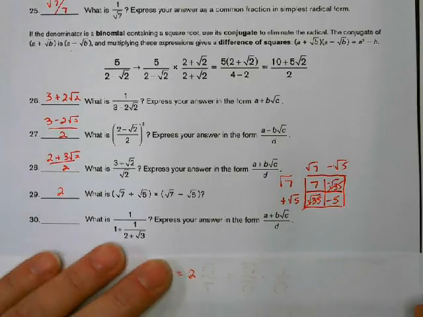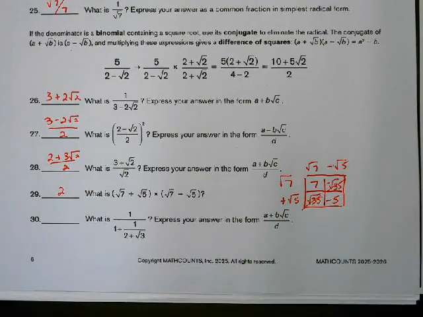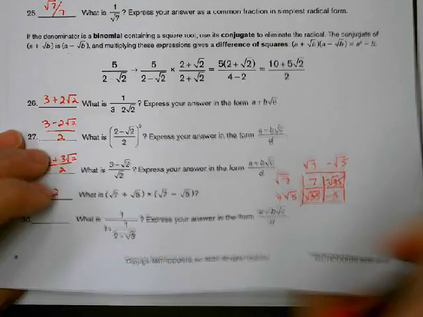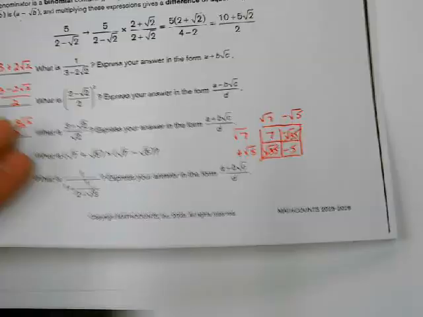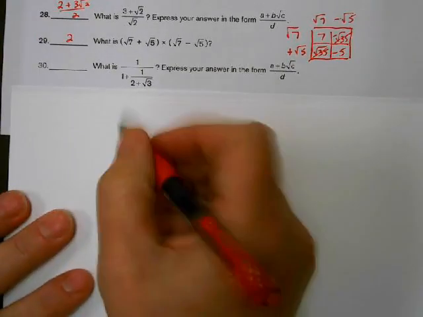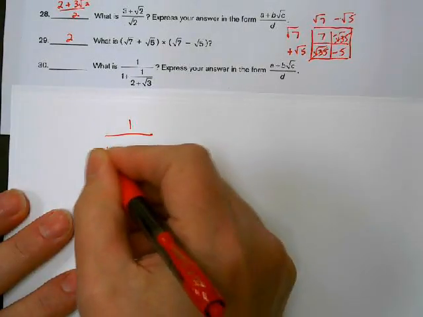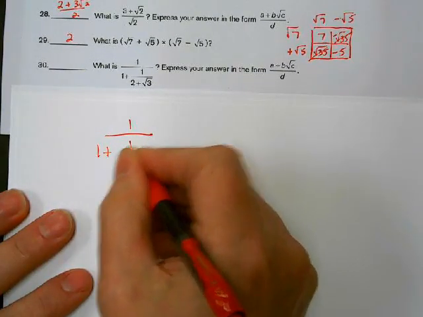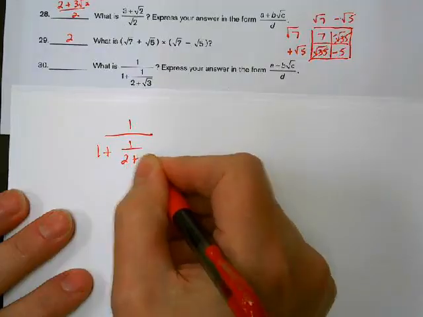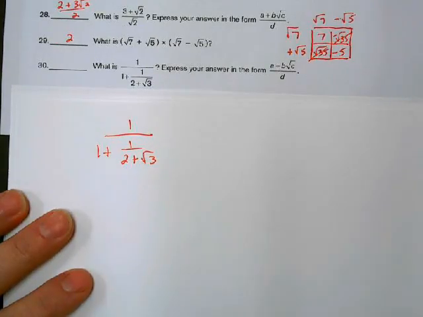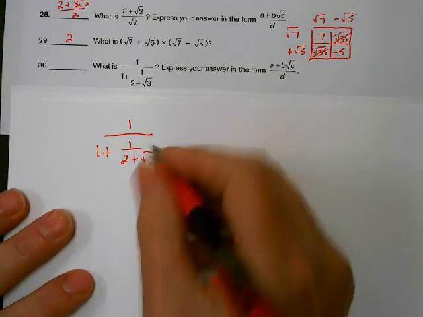All right, and now the funnest one of them all. I'm going to need an extra piece of paper here. Okay, so here's our last problem. 1 over 1 plus 1 over 2 plus root 3. Oh, this one's delicious. All right, so here's what I would do first. I'd deal with my denominator here.